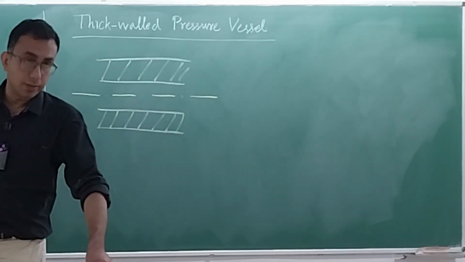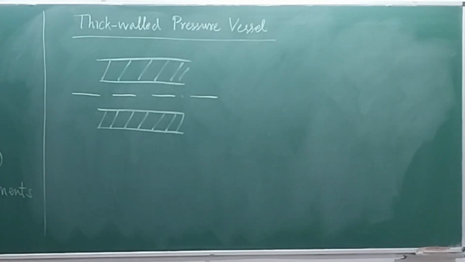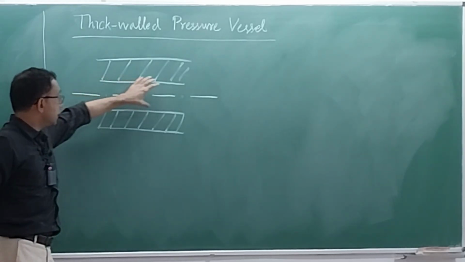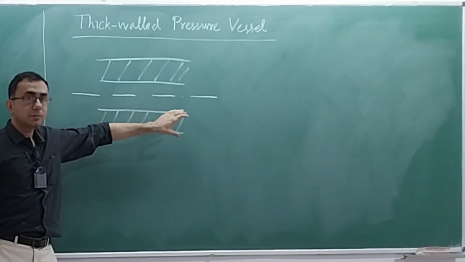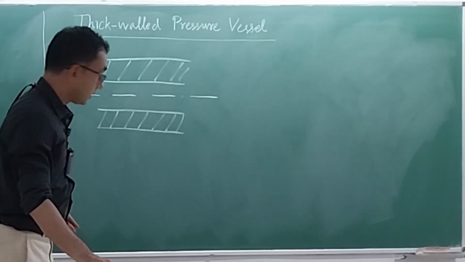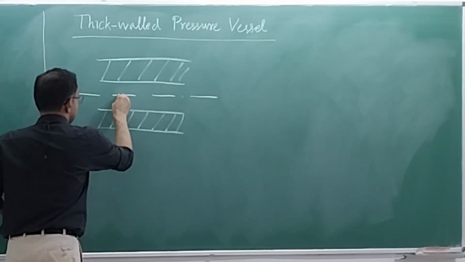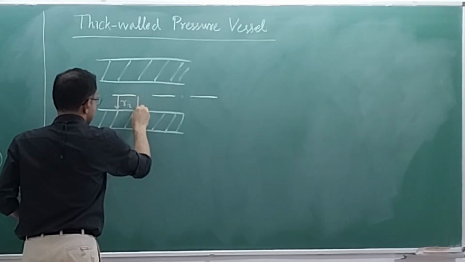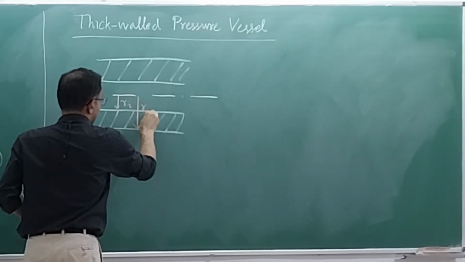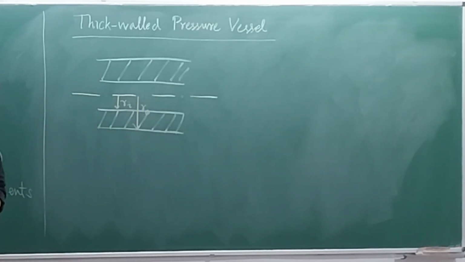So this is the cross section, okay? The longitudinal cross section of the thick walled pressure vessel. This is the gap within which the fluid may be present. These are the thick walls, okay? And we'll understand that this radius is Ri and this radius is Ro. The internal radius and the outer radius.